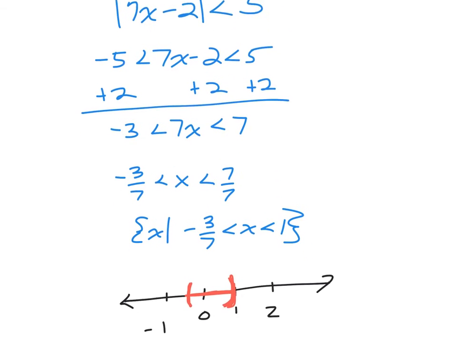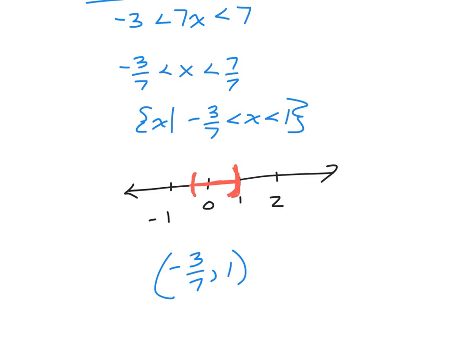Now, did your graph look something like that? Negative 3/7, you just said it's negative 0.42, so it's a little bit less than halfway to negative 1. And then over here, 1's going to get a parenthesis. And in interval notation, they both get parentheses.